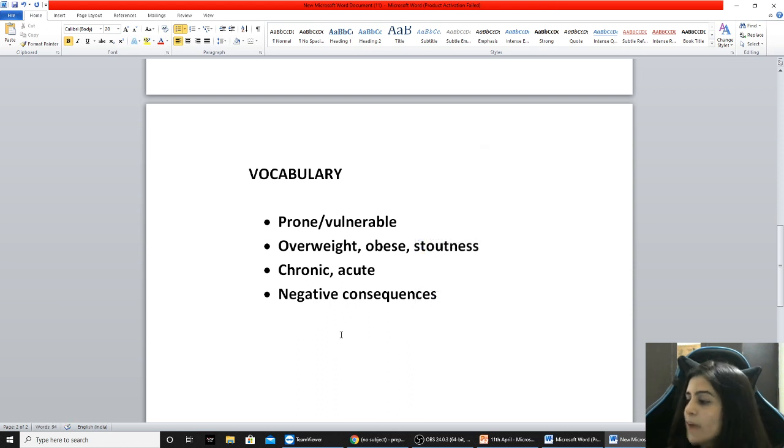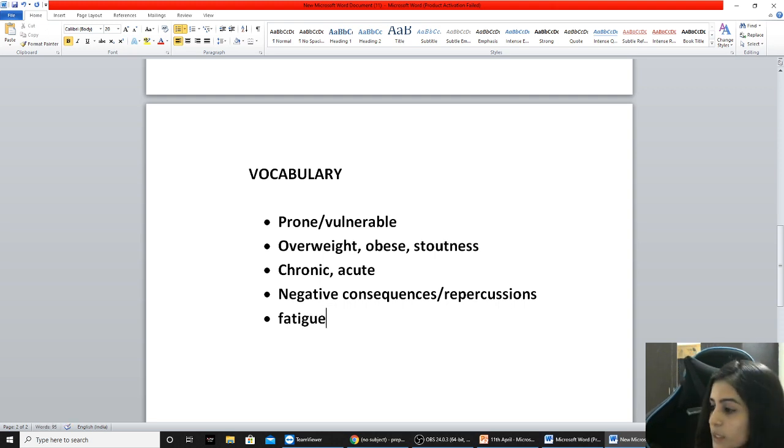Anu, see, fatness is correct, but I would not recommend you to use fatness because I don't feel it's a good word. Better words are overweight, obese, stoutness. Deterioration, good. Repercussions, very good. Fatigue, very nice. Now it depends how you're using these words. I don't know how you guys would end up using these words, but yes, these are appropriate to the question.